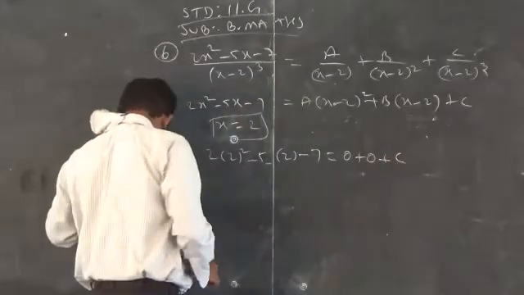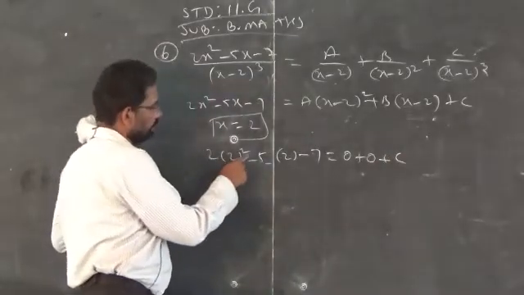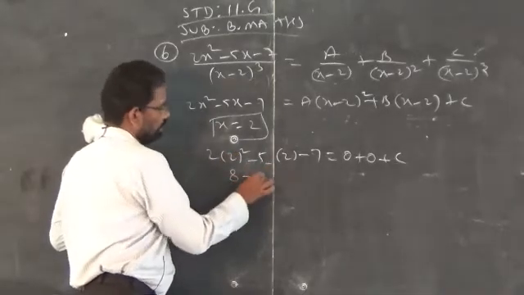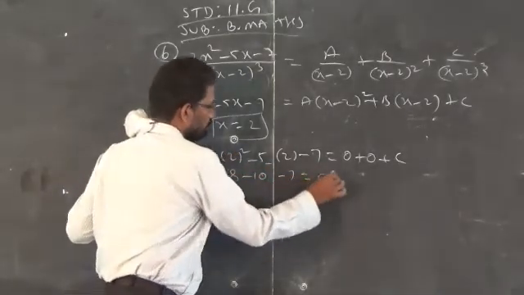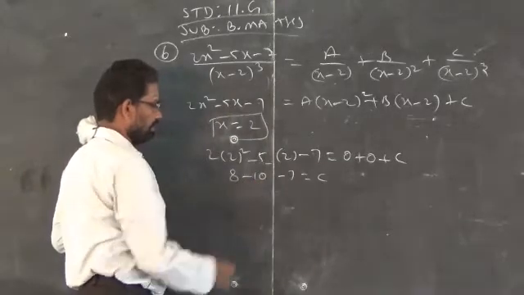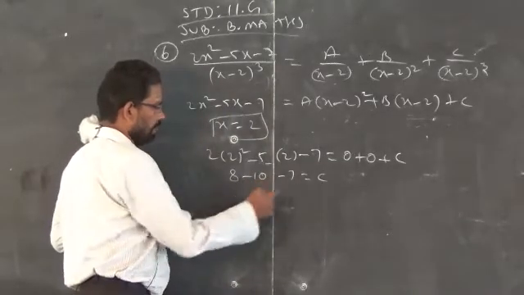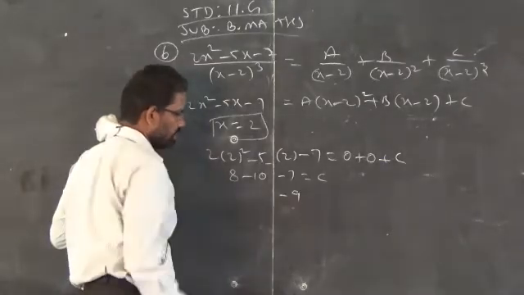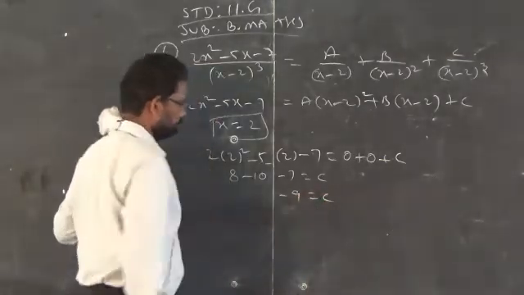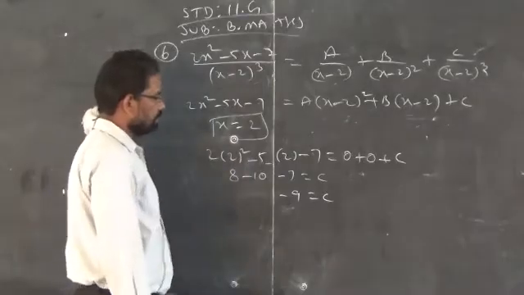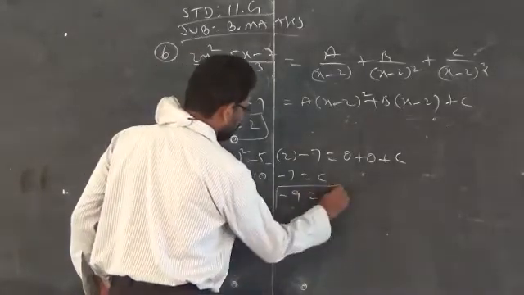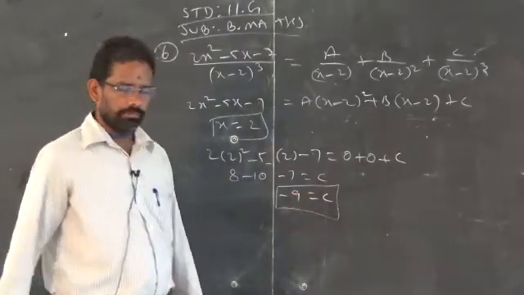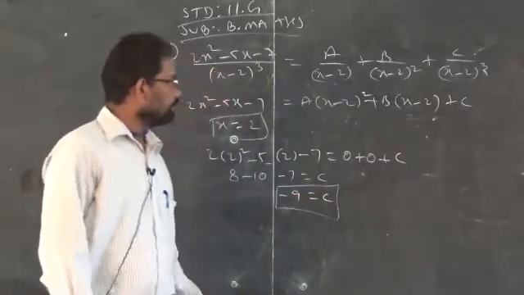Simplify: 2 square is 4, 4 2s are 8, 5 2s are 10, minus 7 is equal to c. So minus 17 plus 8, it is minus 9. So c is equal to minus 9. Now I know the value of one constant c. After that, I told you already there are two methods.